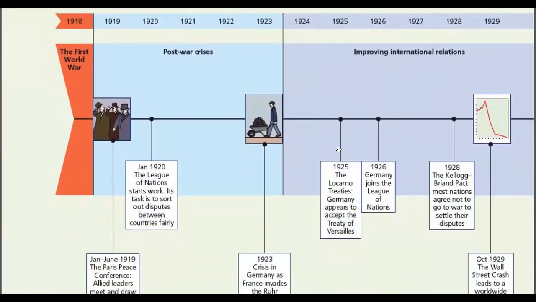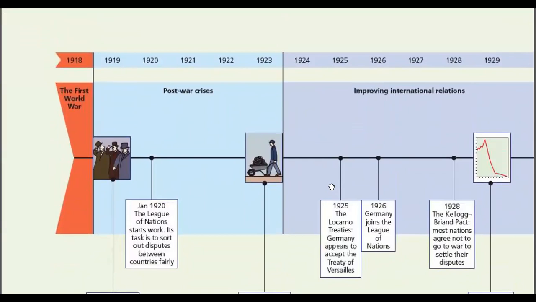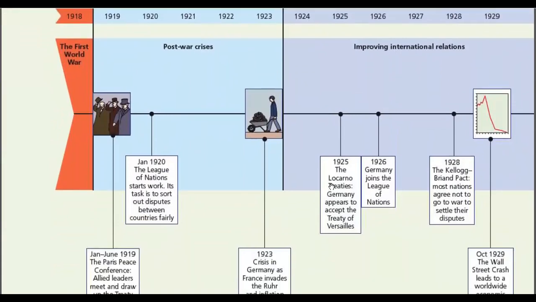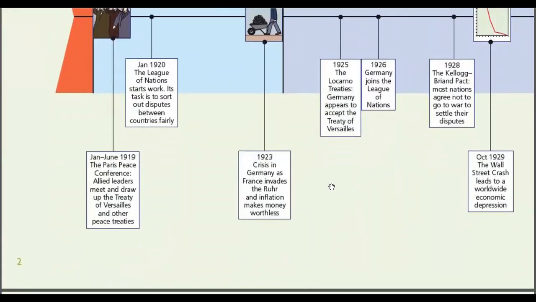So we can repeat now. 1918, the First World War. There were two world wars. The first one was from 1918. So what happened in 1919? June 1919, the Paris Peace Conference: Allied leaders meet and draw up the Treaty of Versailles and other peace treaties.